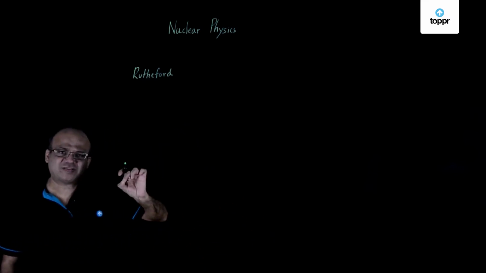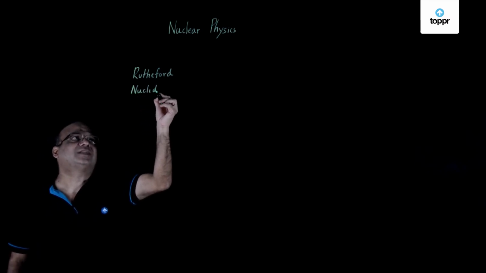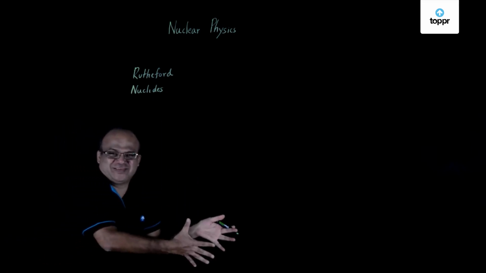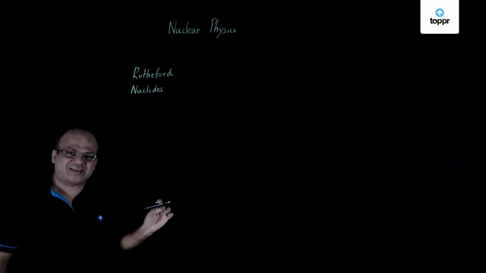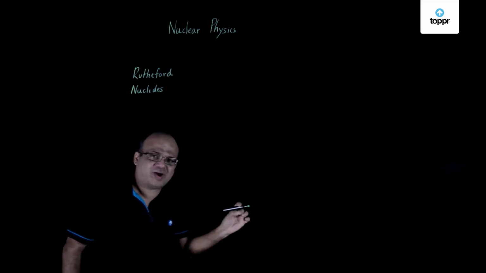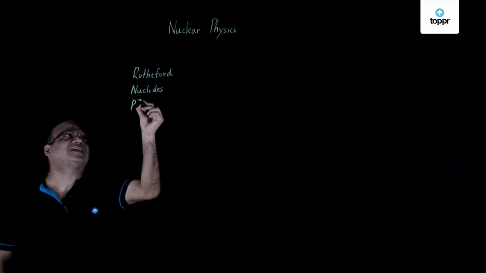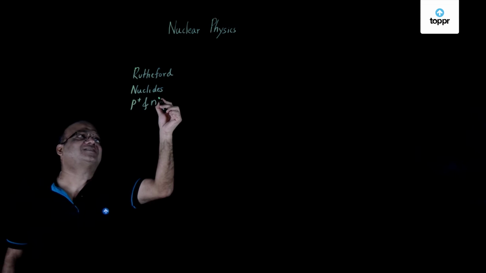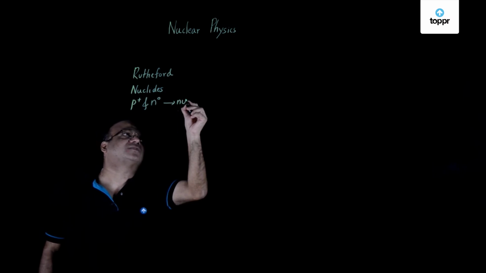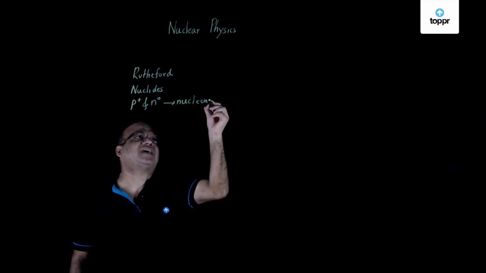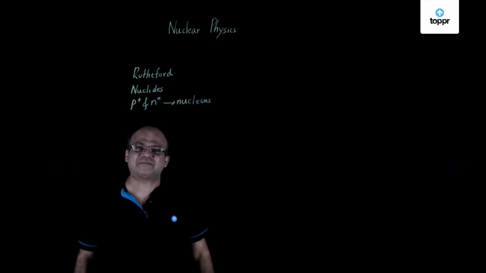When we are studying the nucleus, we call them nucleides. Nucleides are nothing but nucleus. Okay, nucleide is a nucleus. So when studying the nucleus, we call them nucleides. Inside the nucleus, we have got protons and neutrons. These protons and neutrons, they stay inside the nucleus. They are called nucleons. So the particles that stay inside the nucleus, protons and neutrons, are called nucleons.